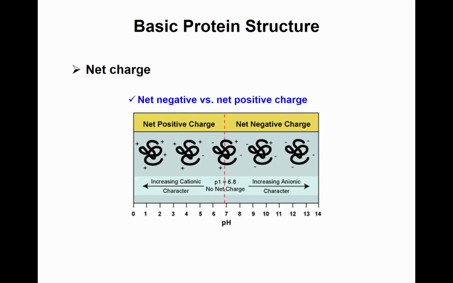Another characteristic of a protein is its net charge. All of these amino acid residues carry different functional groups, but some are positively charged at neutral pH and some are negatively charged. The positive cancels the negative, and at some point you end up with a net charge. So it's either going to be a positive charge or a negative charge due to the composition of the protein.